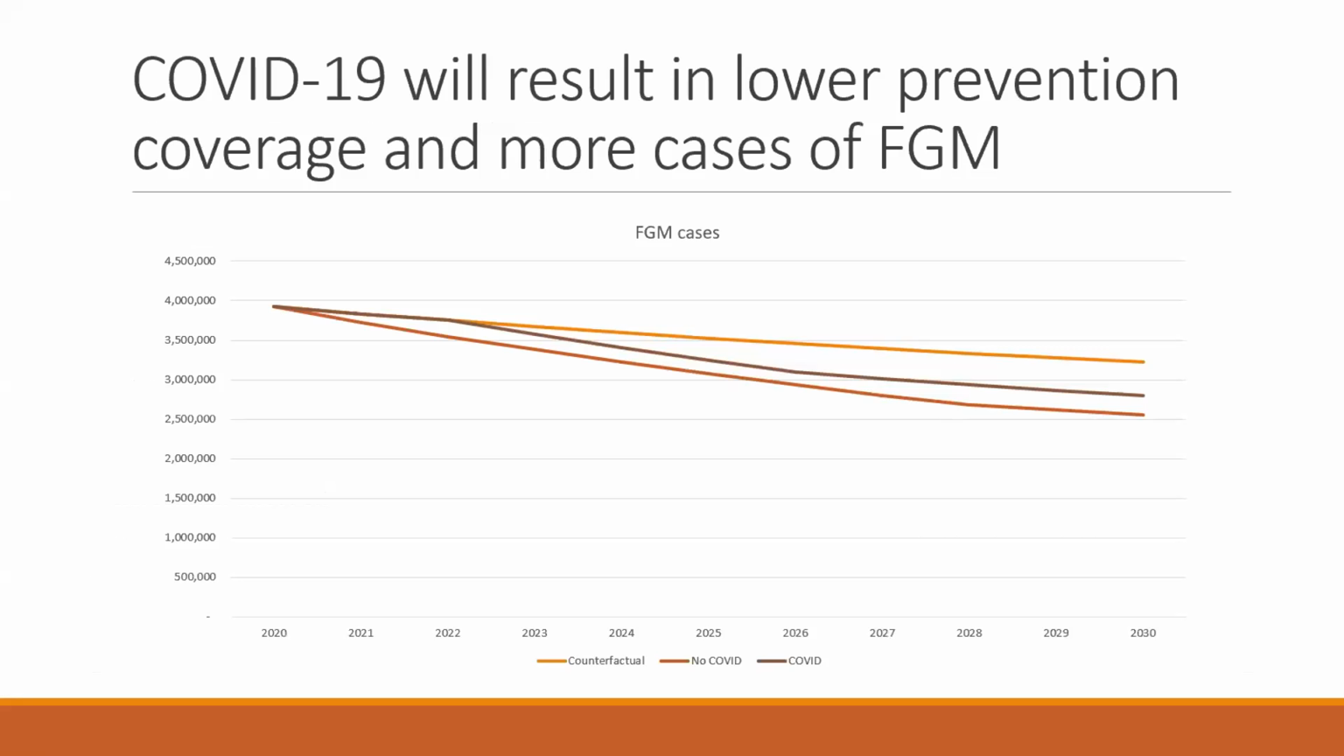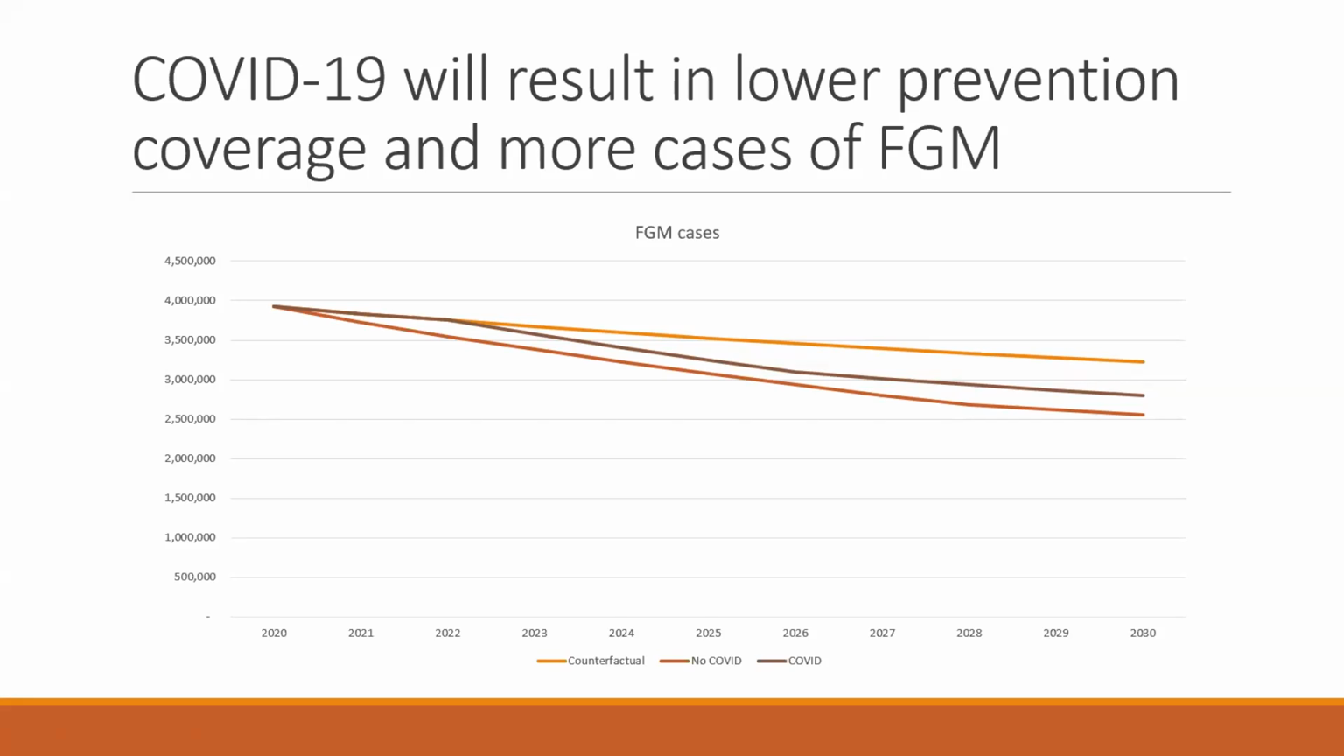So when we look at the implications of these findings, you can see this graph on my screen. The counterfactual, or the scenario in which there's no scale up of prevention programs, there's only a decrease in FGM due to historic trends. You can see that it's falling from about 4 million cases each year down to about 3.5. And then the middle line is the COVID scenario, in which you're still preventing an additional number of cases, but it's much fewer than in the no COVID scenario.